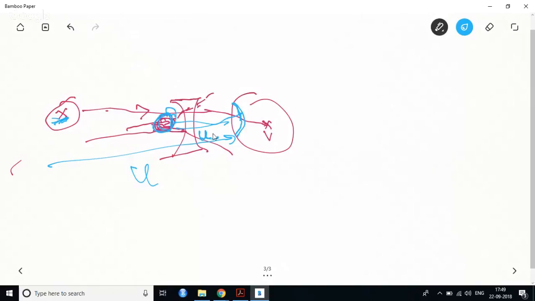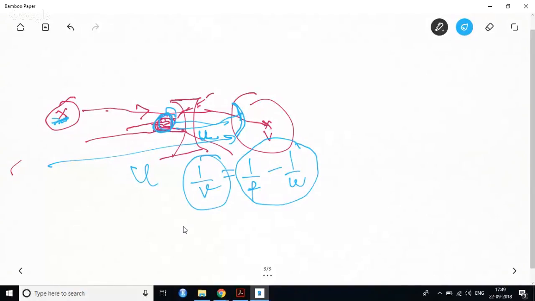As I have reduced the u, so in the formula 1 by v equals 1 by f minus 1 by u, this has been reduced. So this particular thing would be reduced and this will reduce. It means that v will increase. So that is what happened. Why do we use a concave lens here?